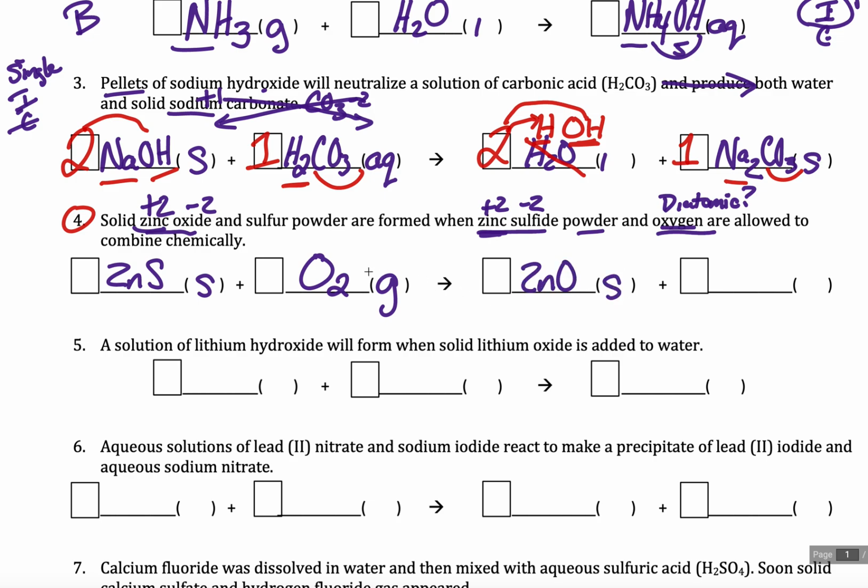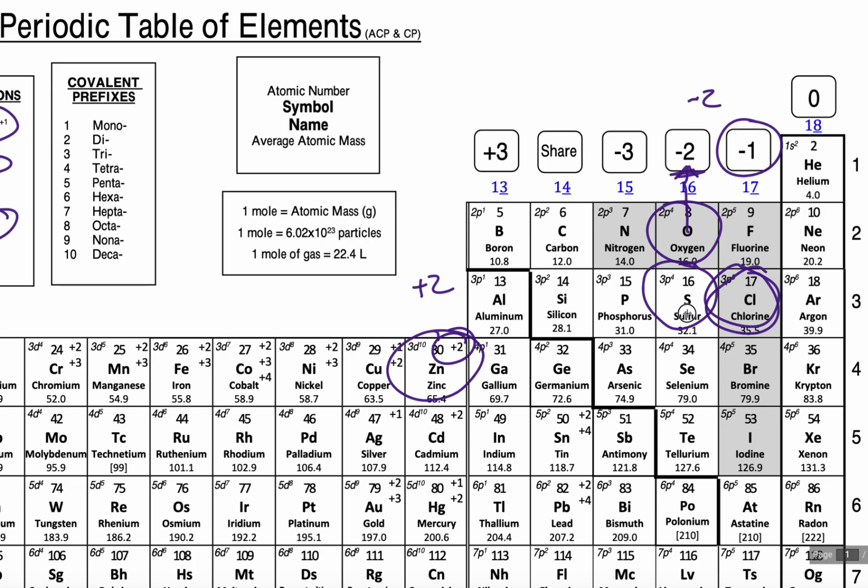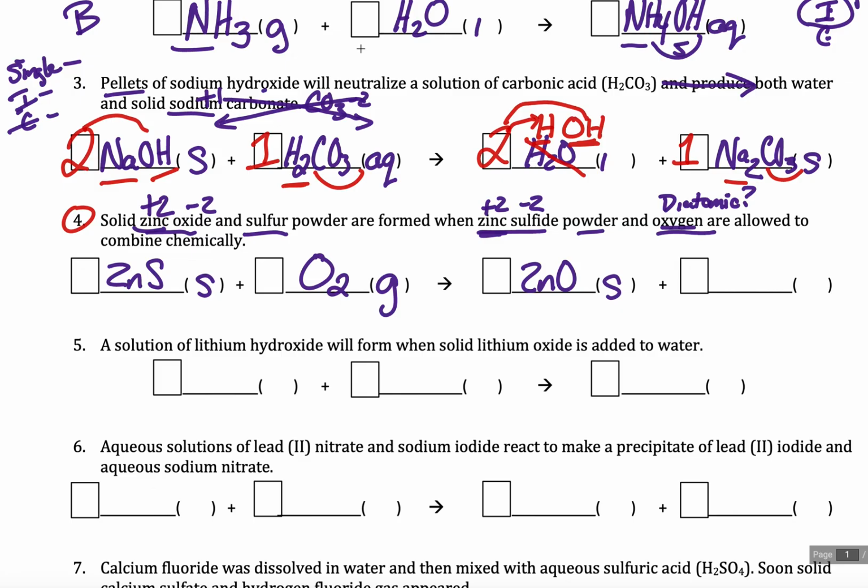And it's solid. And then we see sulfur powder. Is it a single element, ionic or covalent? Well, it's just sulfur, so it's a single element. If it's single, I gotta look to see if it's diatomic. So I go over here, here's sulfur, it's not shaded. That means it can hang all by itself, like that. And it's powder, so we put S for solid.